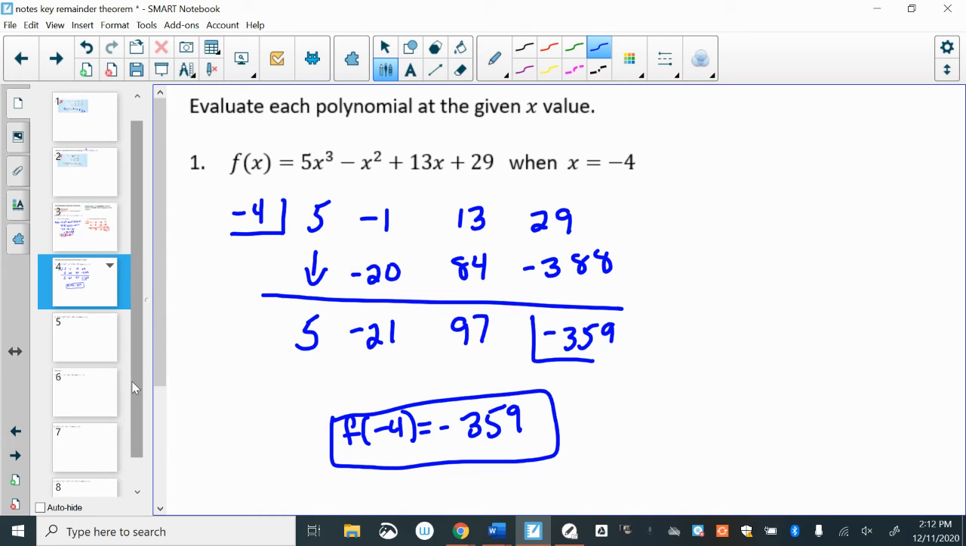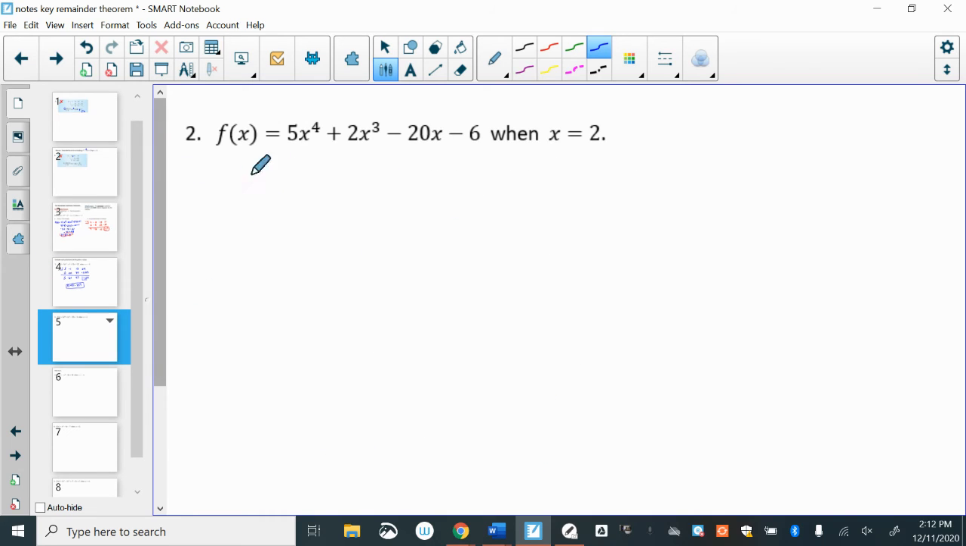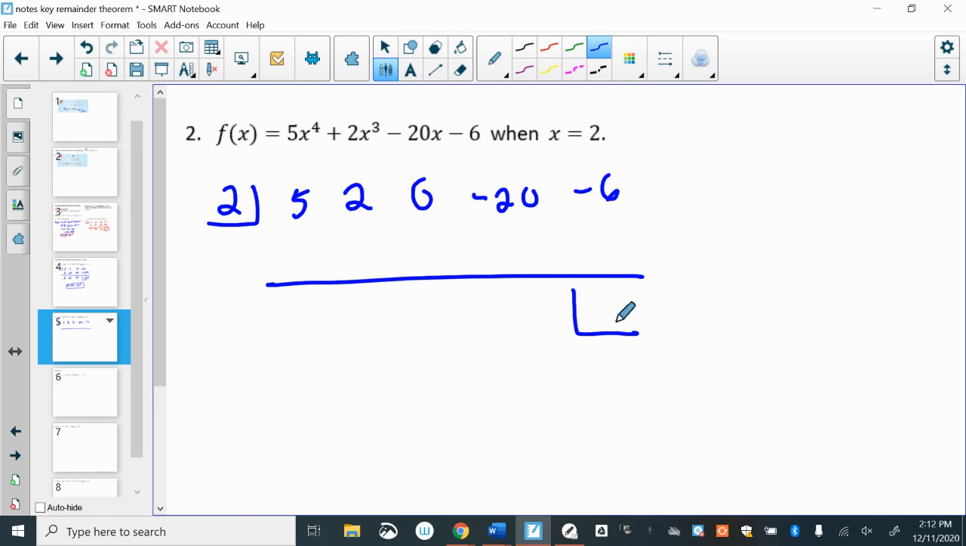And let's do one more example. So I want to know what f of x is going to be when x is 2. I notice I've got some x squared missing, so I do need that placeholder. So 5, 2, 0, minus 20, -6. The line and the remainder catcher. Down the 5, 10, 12.